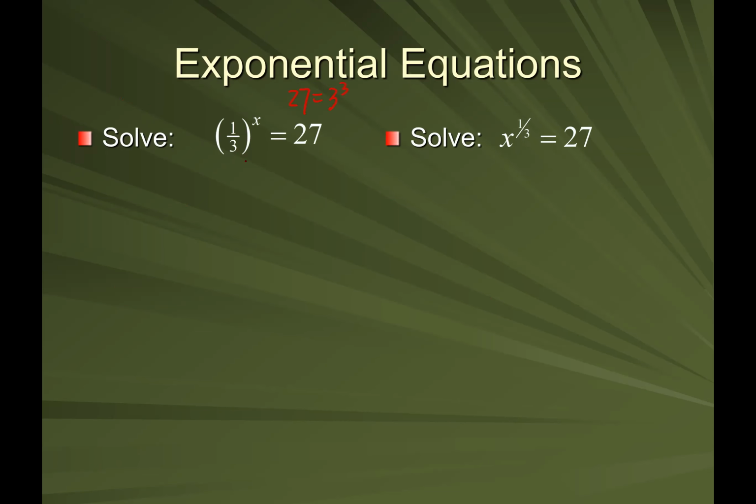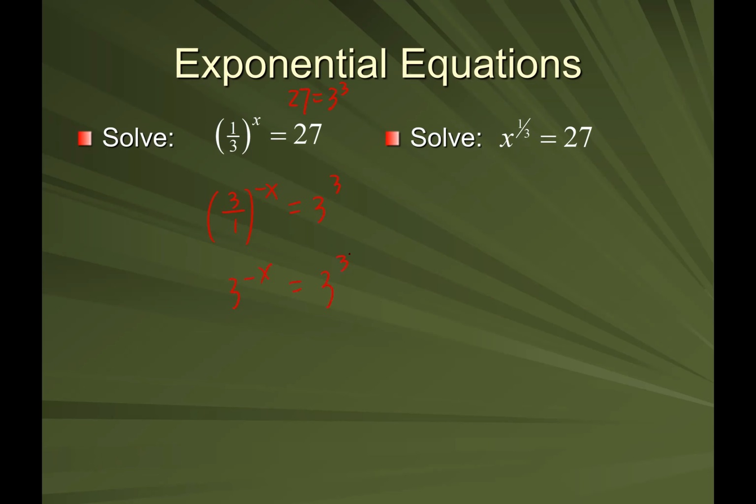So what we can do is take the reciprocal, right? Use the reciprocal of 1/3, which is 3 over 1. Now the power will become negative x. Using the reciprocal, the power becomes the opposite. And 27 is 3 cubed. Now we get 3 to the negative x equals 3 to the third power.